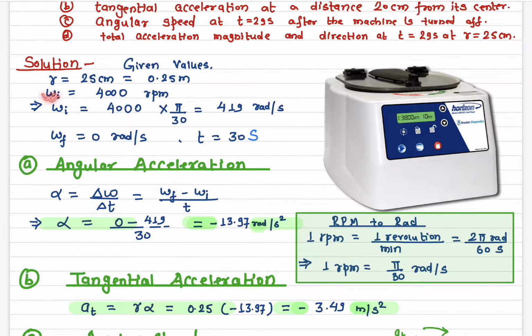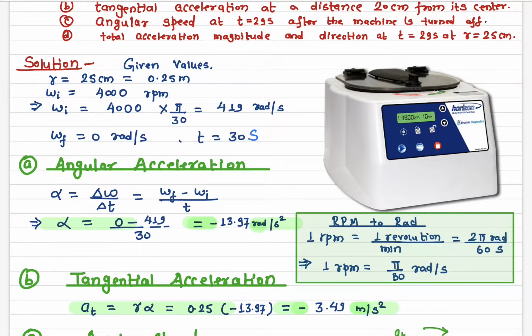The initial angular speed, omega i, stands for the angular speed, which is 4000 rpm, revolutions per minute. What does this mean, revolutions per minute? The 4000 revolutions per minute means in 1 minute, or in 60 seconds, this centrifuge machine turns 4000 times, or it makes 4000 complete turns in 1 minute.